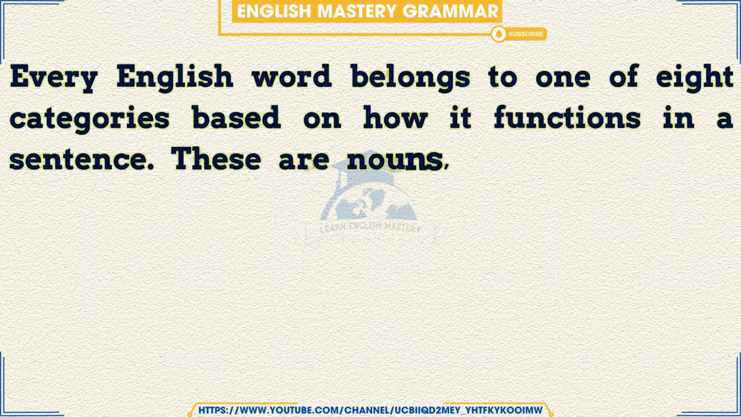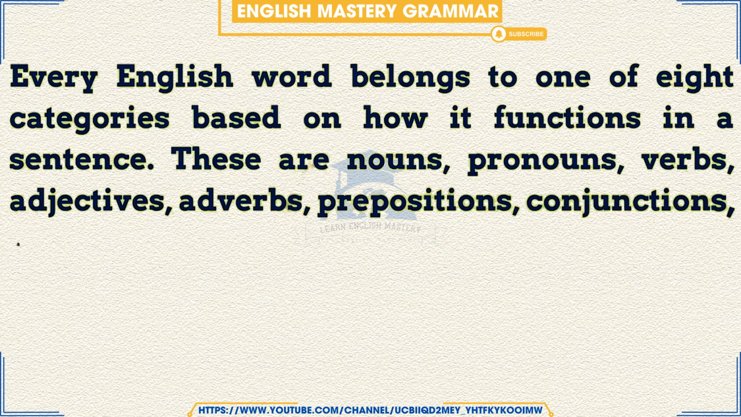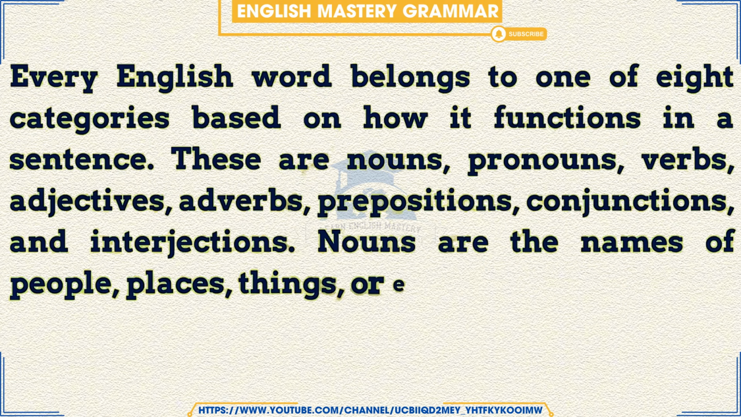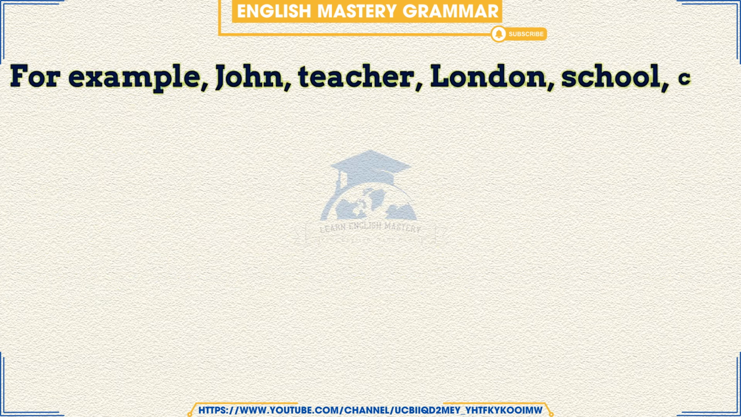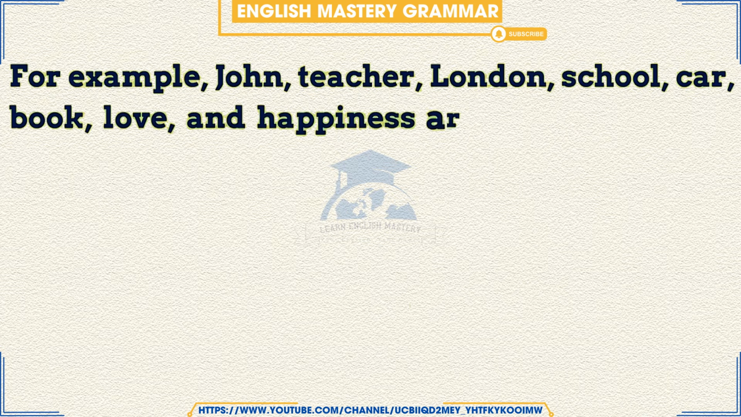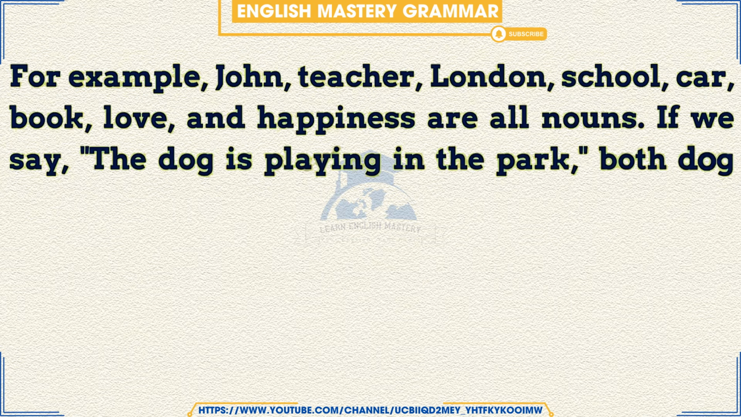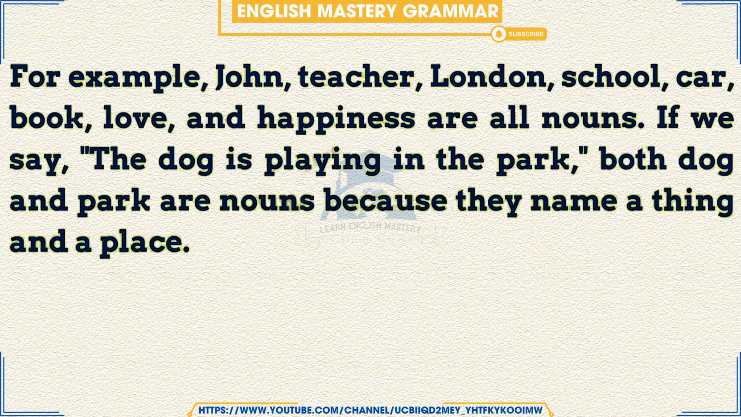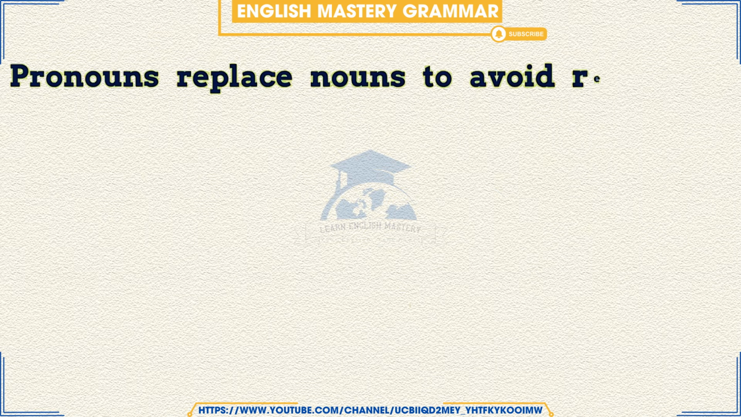These are nouns, pronouns, verbs, adjectives, adverbs, prepositions, conjunctions, and interjections. Nouns are the names of people, places, things, or even abstract ideas. For example, John, teacher, London, school, car, book, love, and happiness are all nouns. If we say, the dog is playing in the park, both dog and park are nouns because they name a thing and a place.